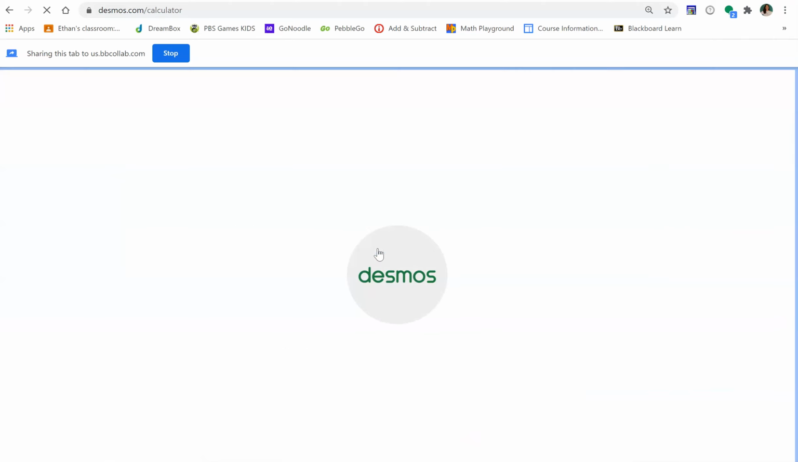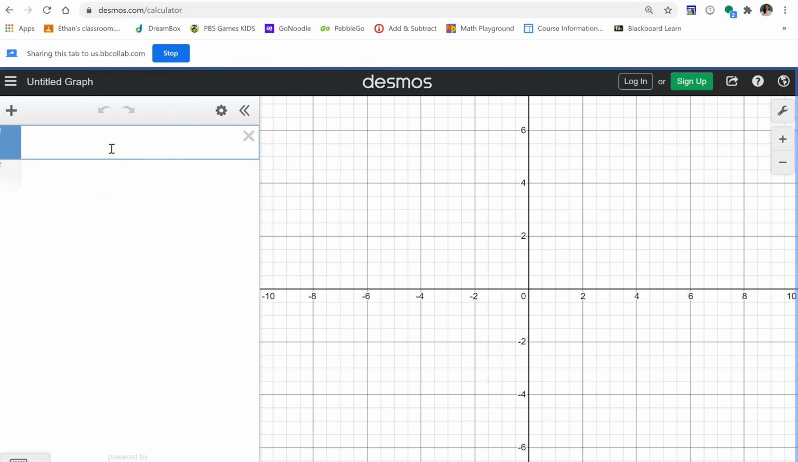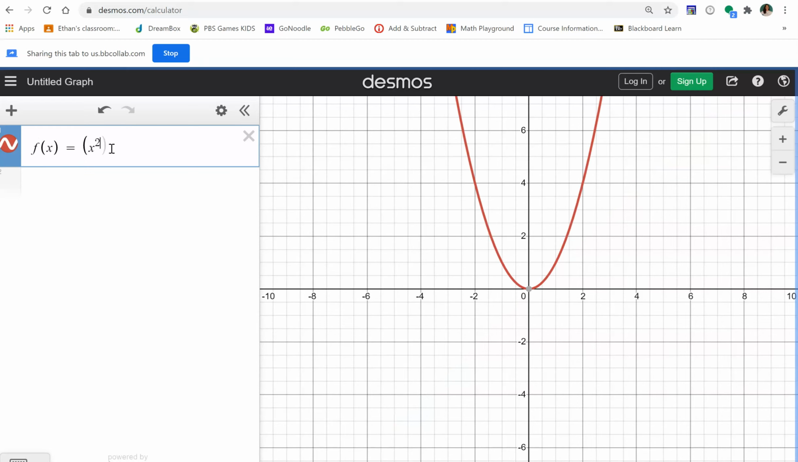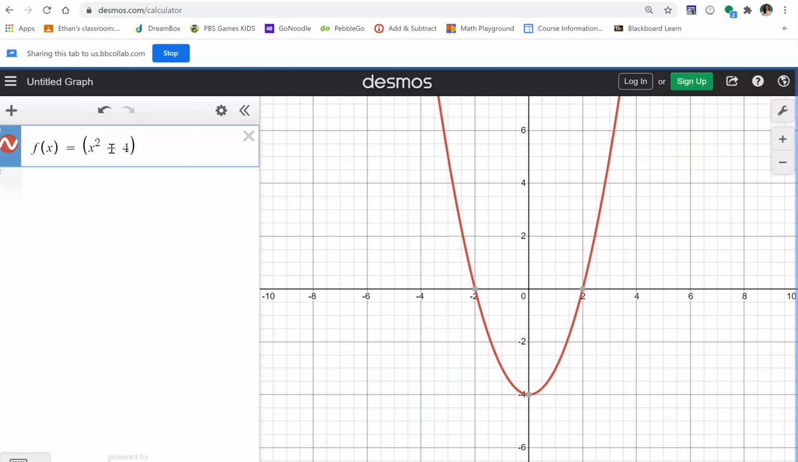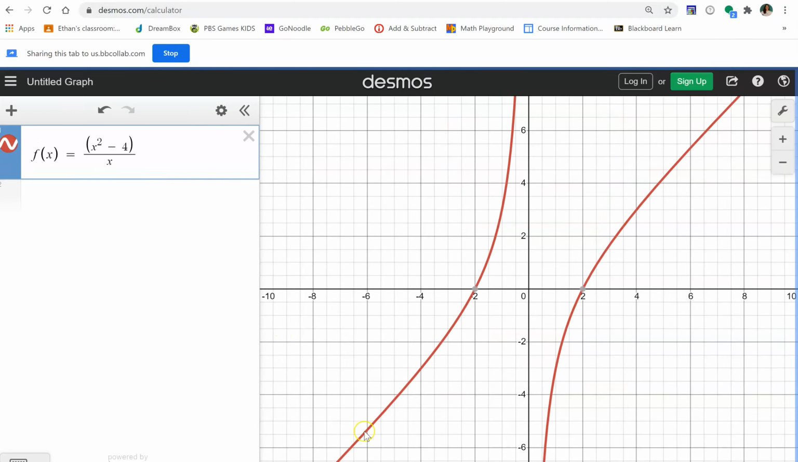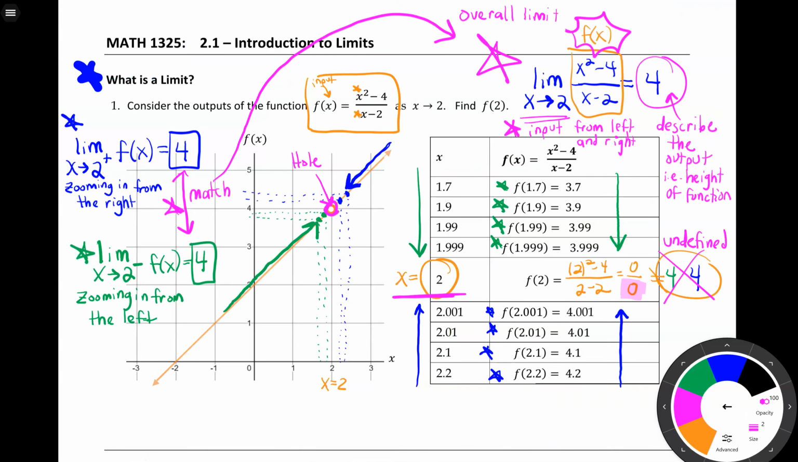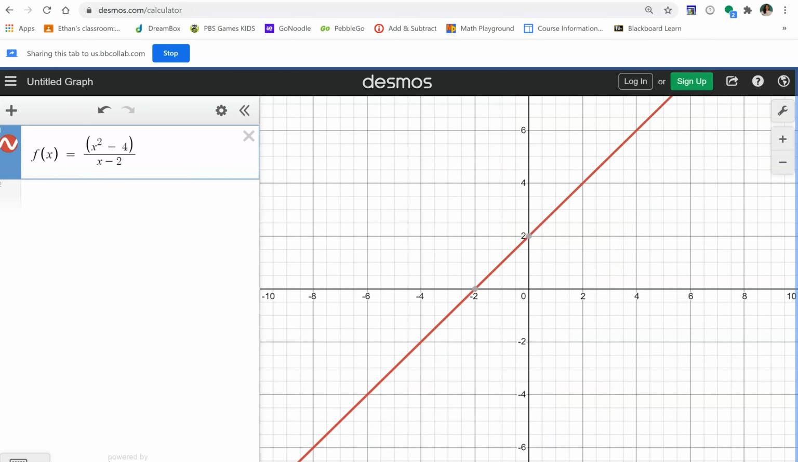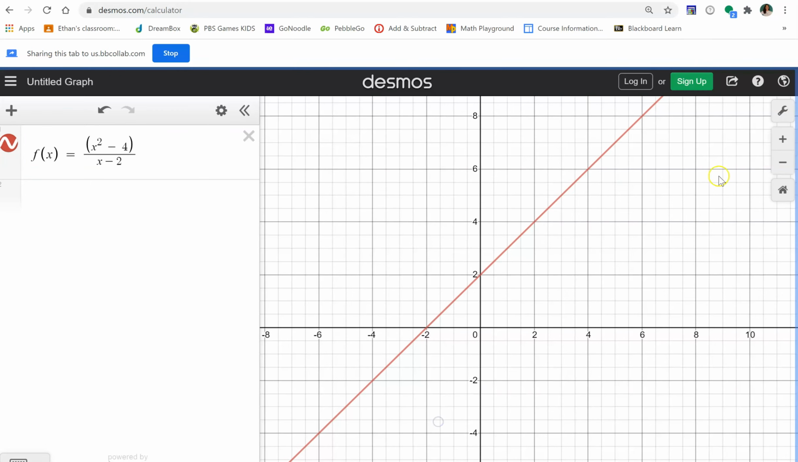Okay, so here's Desmos. Desmos has a lot of different calculators. I'm going to the graphing calculator here, and I'm just going to graph this real quick. So my function was x squared minus 4. And I'm putting that in parentheses because all that needs to be in the numerator. Divided by, was it x minus 2 or x plus 2? Let me see. It was x minus 2. Oops, I need to keep that in the denominator. x minus 2. Okay. And here is our graph.